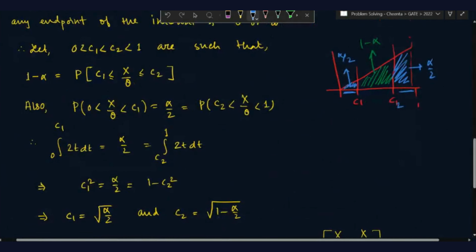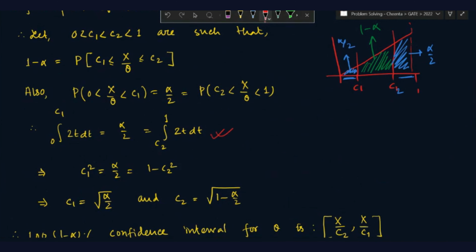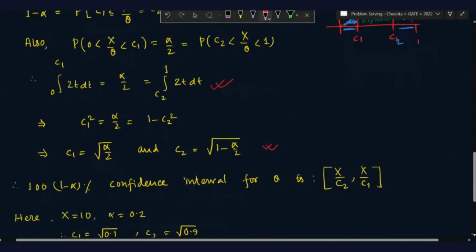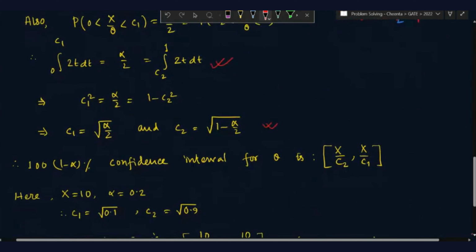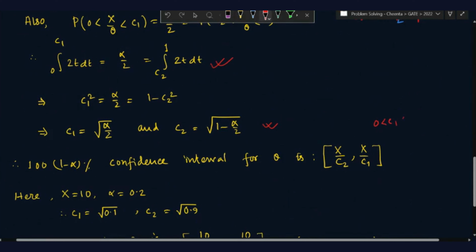So by integrating, we get c1 square equal to alpha by 2 equal to 1 minus c2 square, and hence c1 equal to square root of alpha by 2, and c2 is square root of 1 minus alpha by 2. Hence the 100 into 1 minus alpha percent confidence interval for theta is x by c2 to x by c1, where c1, c2 are both between 0 and 1, and are such that this condition is satisfied.